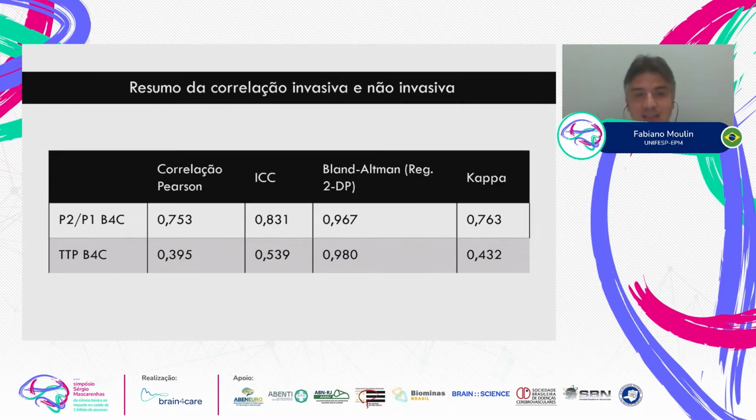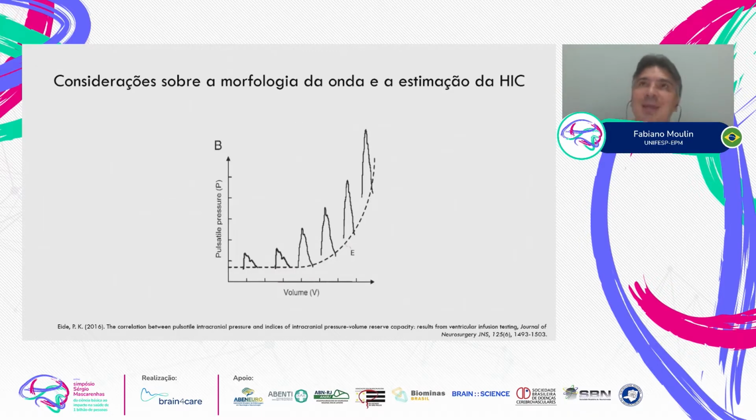And that correlation still was excellent between P1 and P2. The intra-class correlation was excellent. Kappa was also excellent between P1 and P2 and moderate for time to peak. That's exactly why I'm describing relationships and absolute measures. Time to peak is not an appropriate measure, and it's quite common to see changes like that if we are after absolute numbers.